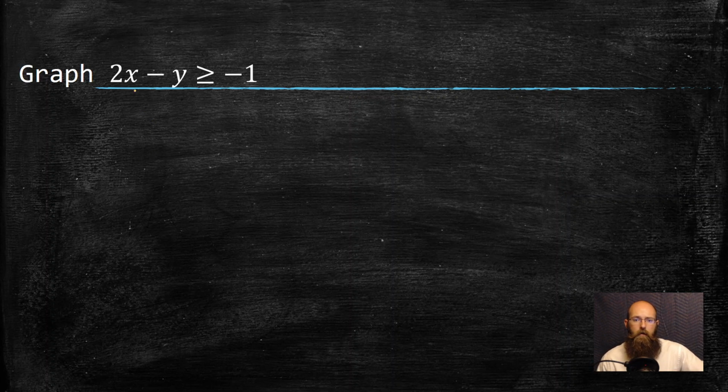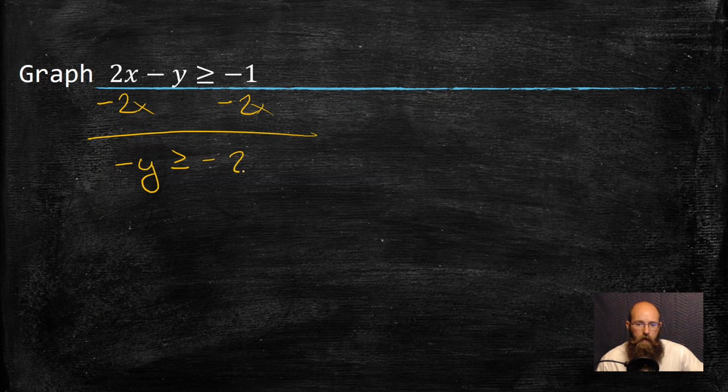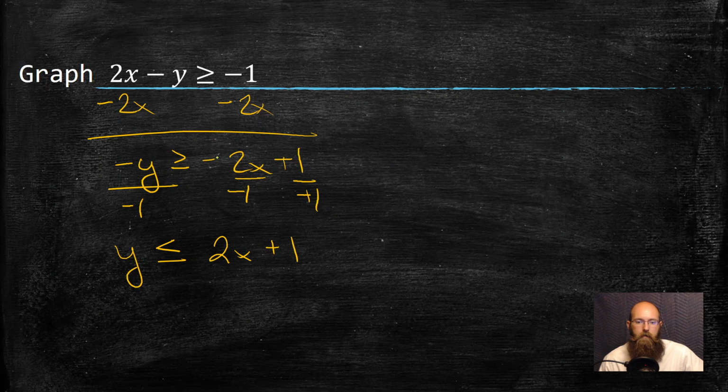Next one, a little more complicated. I'm going to do the same thing. I'm going to solve for y. So I'm going to subtract 2x, -y is greater than or equal to -2x minus 1. Here's the kicker. I have to divide by a -1 so that my y becomes positive, which means everything, everywhere, gets divided by a -1. And when that happens, this inequality has to flip. So instead of y greater than, it's now y less than or equal to 2x plus 1, right? All those double negatives are going to cancel now. But I have to switch my inequality. That's an important thing to remember.